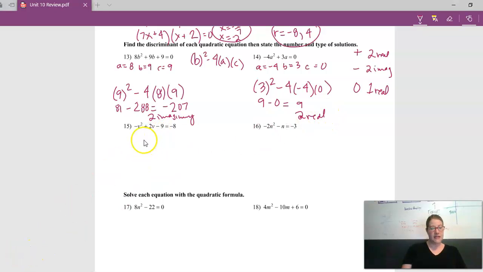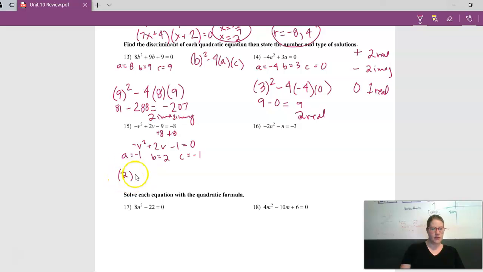All right, so number 15 is not in standard form because I have equals -8 over here. So I'm going to start by adding 8 to both sides. Since 8 and -9 are like terms, I can combine them. So -9 plus 8 is -1. So now that it's in standard form, I can find my A, which is -1, my B, which is 2, and my C, which is -1.